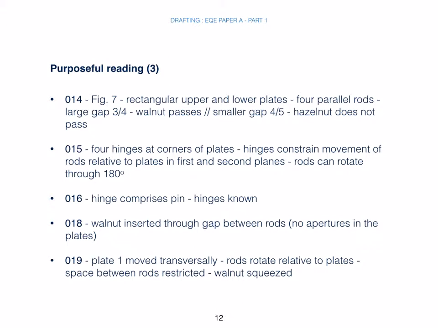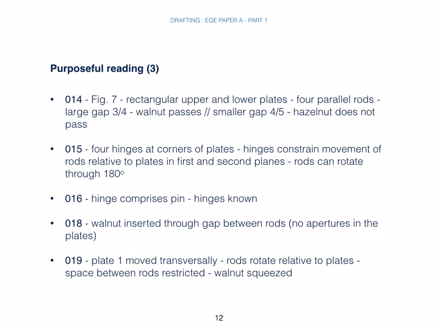So that's what the client said. It's rather complicated, but we've understood it already from the drawing. And I've noted down 4 hinges at the corners of plates. Hinges constrain movement of rods relative to plates in first and second planes, and rods can rotate through 180 degrees.